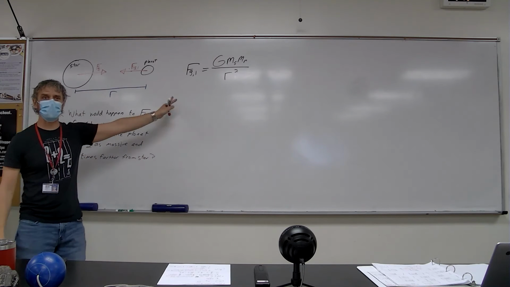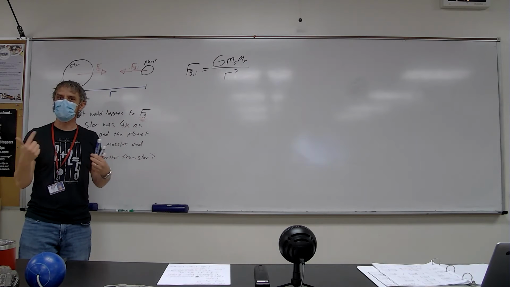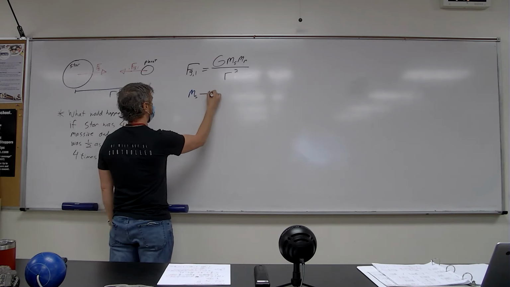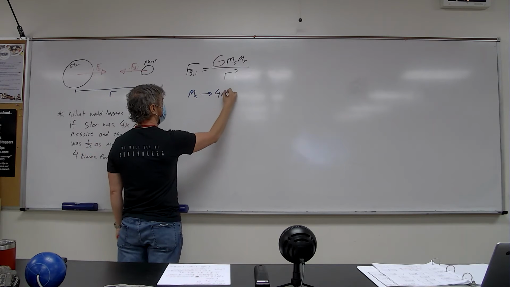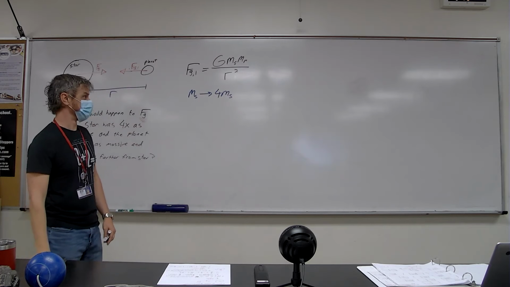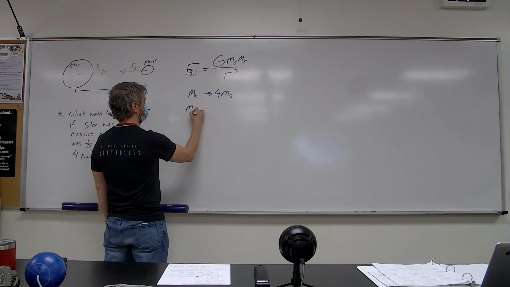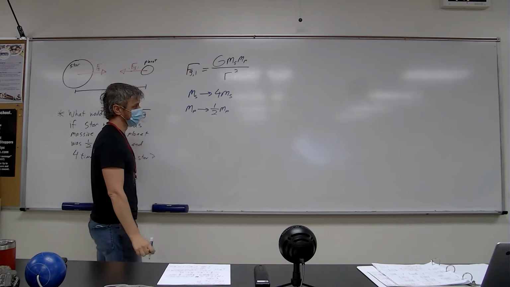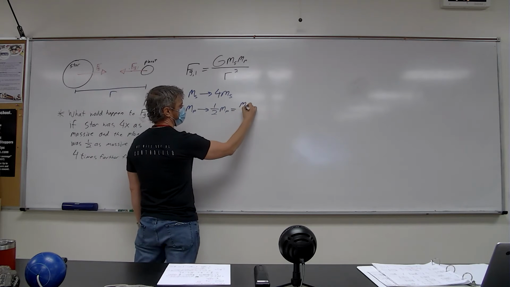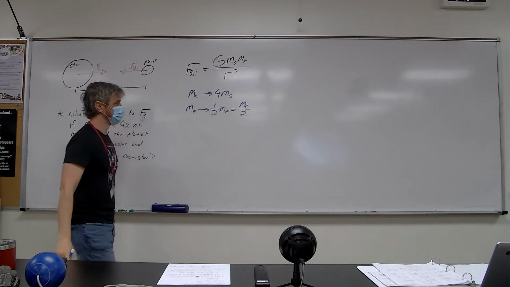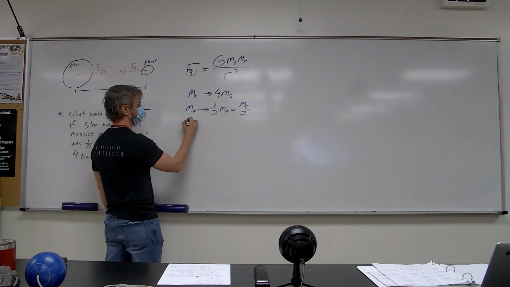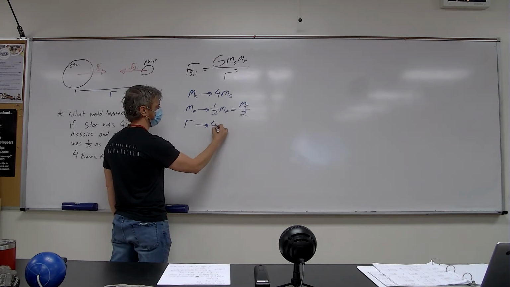Now I have the equation. Now I need to replace the things that get modified. Instead of mass star, the star is now 4 times as massive, so I replace that with 4 times mass star. Mass of the planet, I replace with 1/2 mass of the planet. If you're like me, you like writing MP over 2 instead. That means the same thing. And then the distance is 4 times farther, so R gets replaced with 4R.